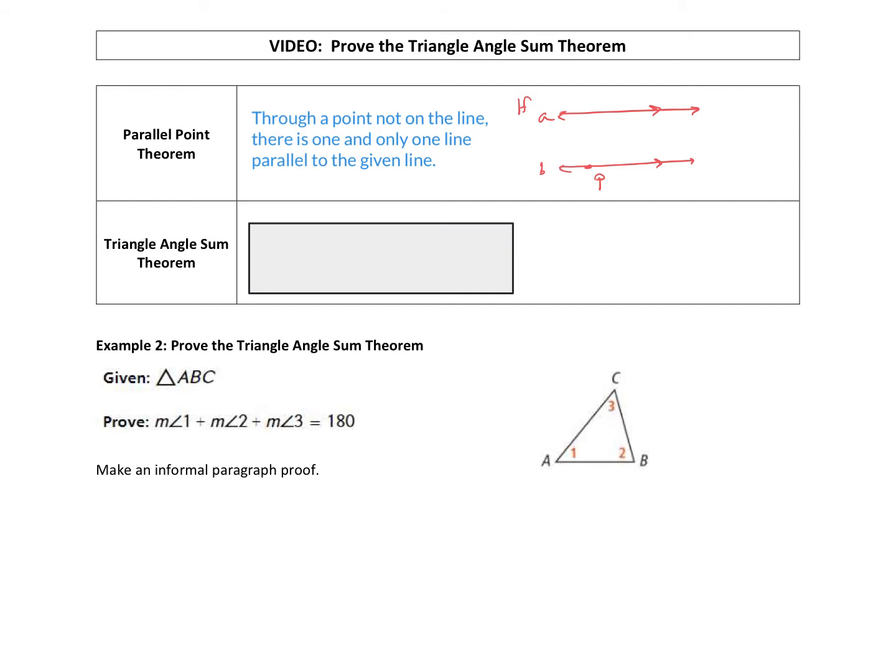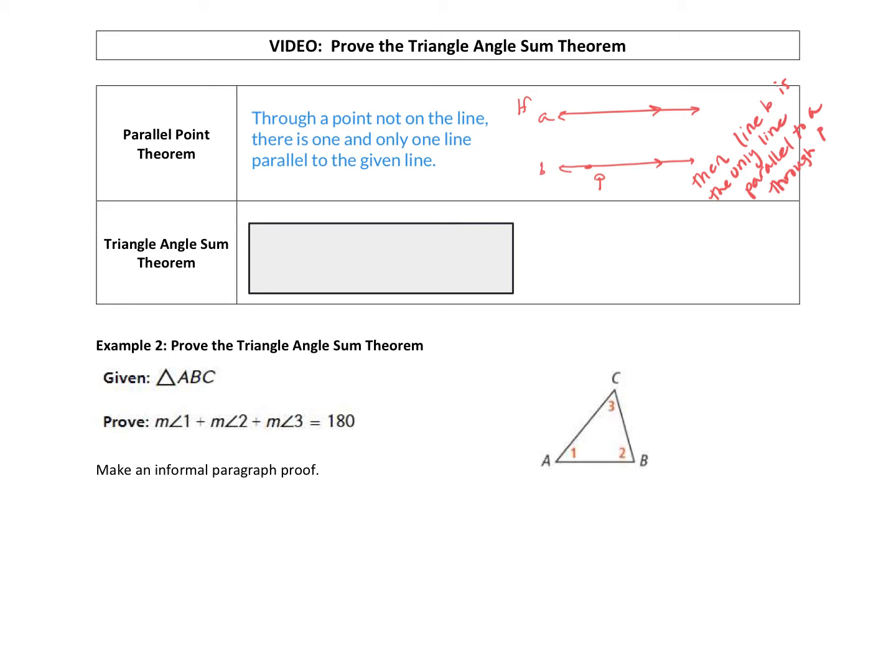So if this is happening, then line B is the only line parallel to A that goes through point P.